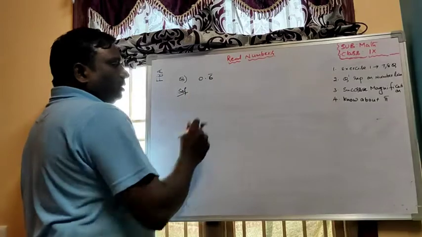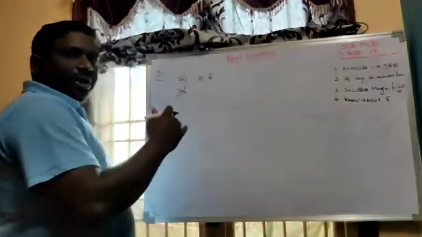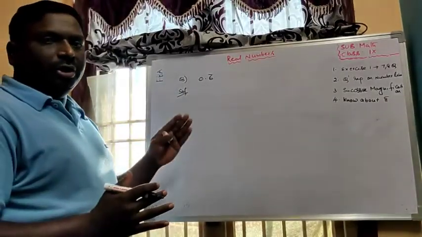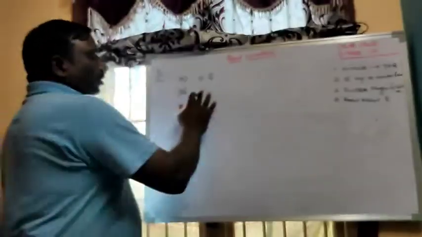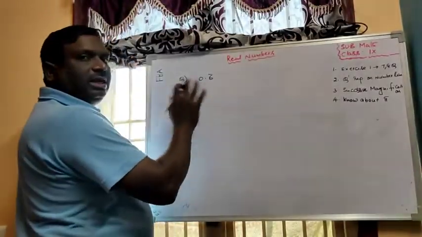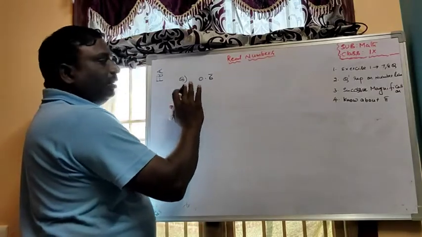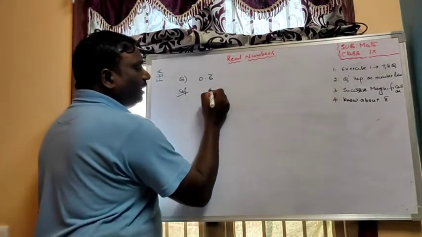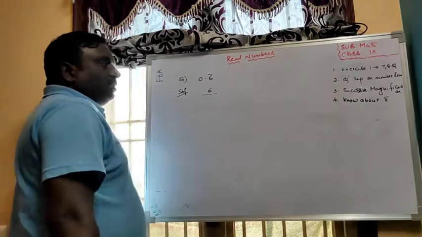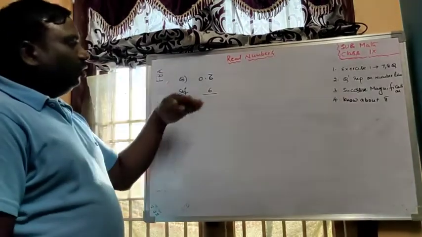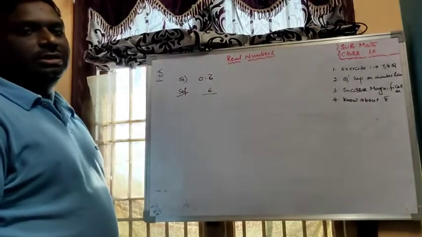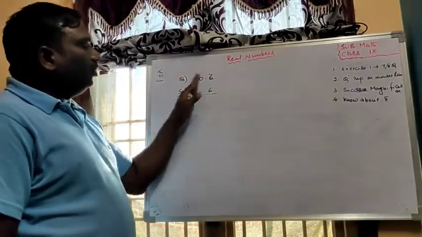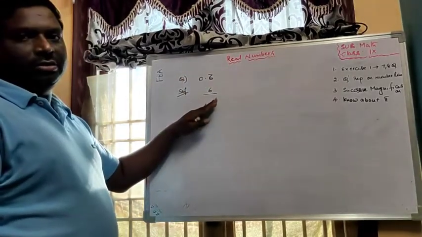Another method is, see here, numerator and denominator in the fraction. Whatever digits are repeating, you write those digits as they are in the numerator. Write all the digits in the numerator.